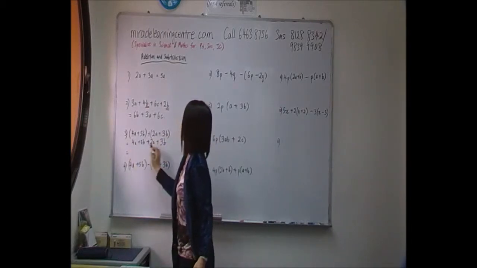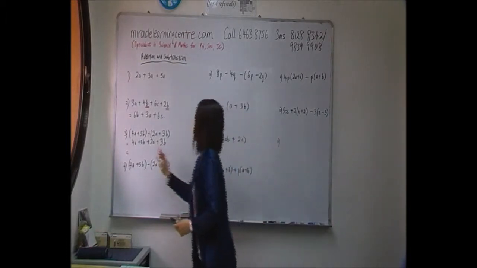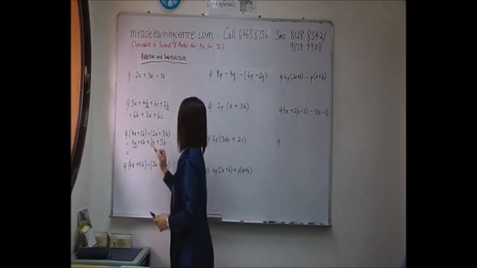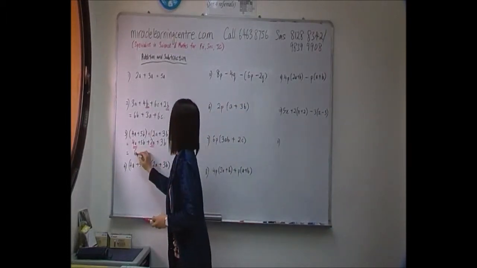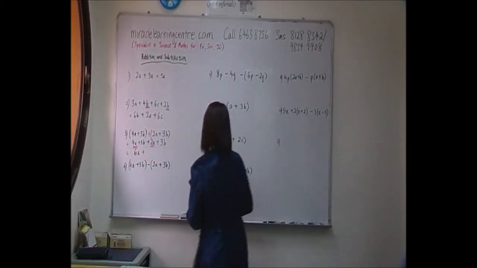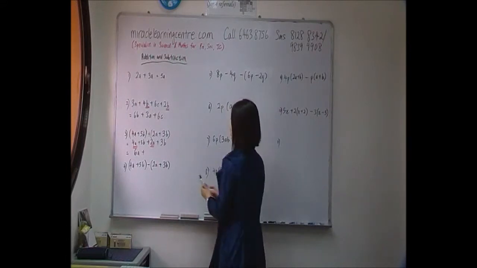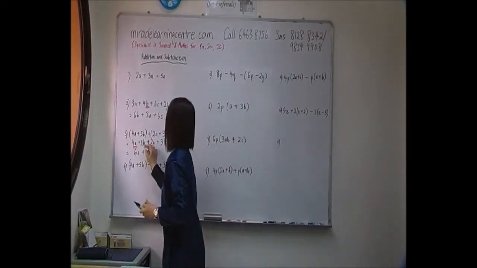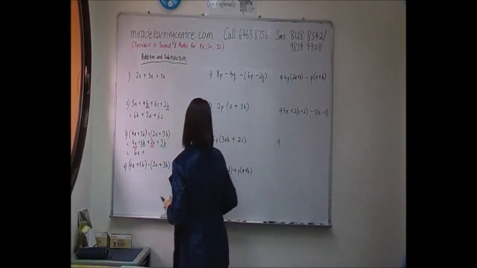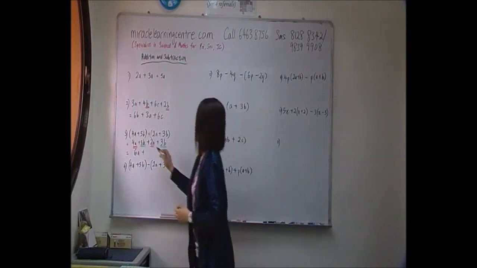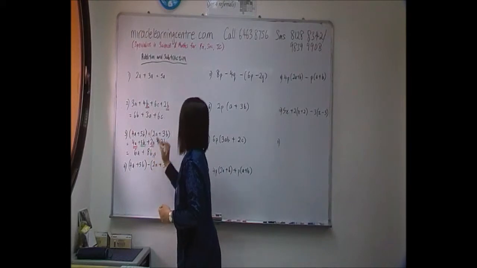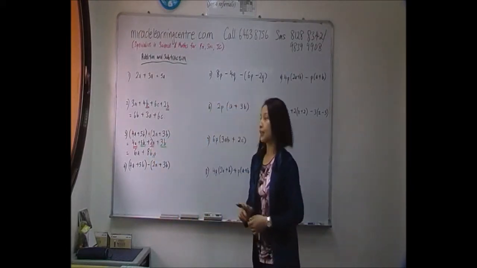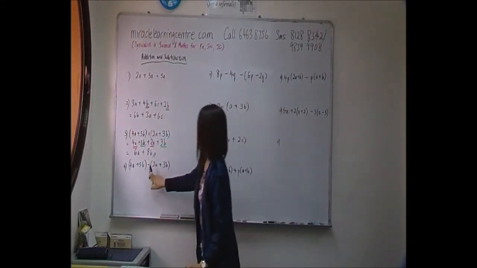So when we add them up, only A and A can be added together. So 4A plus 2A, that will be 6A. And then we have B and B, only the same terms can be added together. 5B and 3B, that will be 8B. That's the answer.